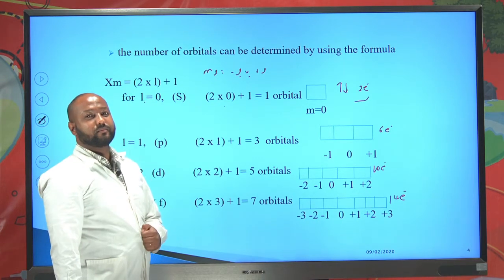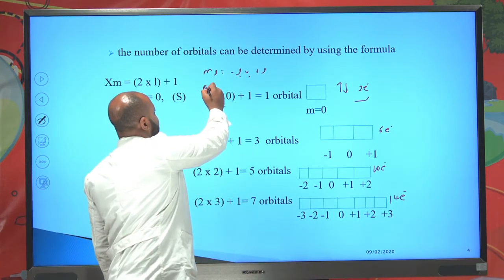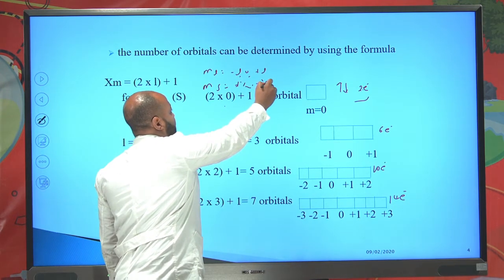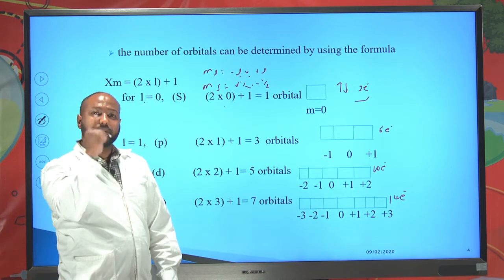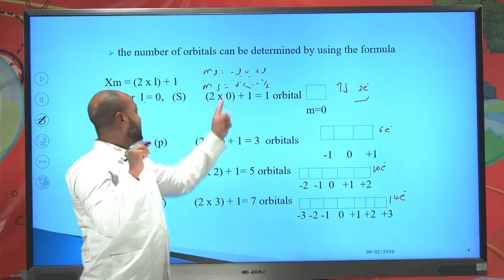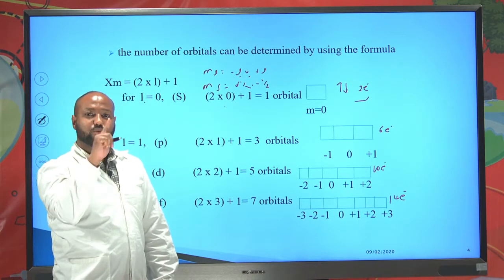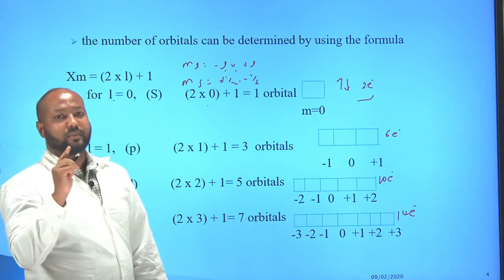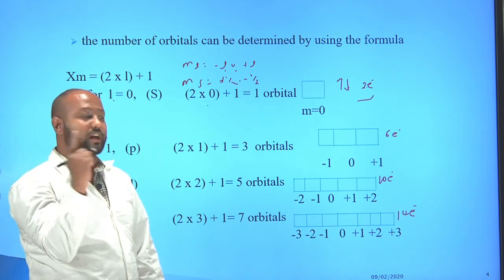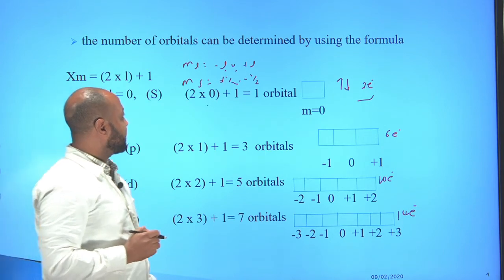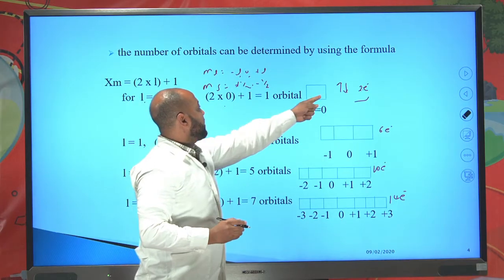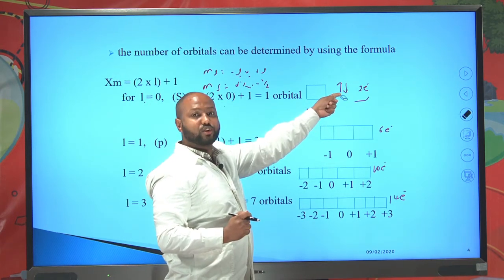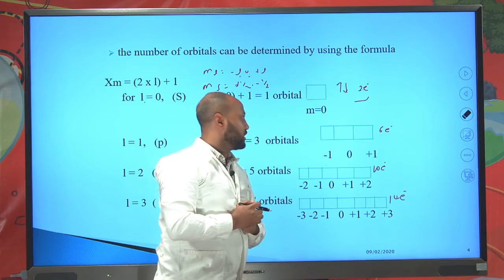The fourth quantum number is ms, which has the value plus 1 over 2 or minus 1 over 2, and tells us the spin of the electron. Plus 1 over 2 is clockwise rotation around the nucleus within its orbital, and minus 1 over 2 is anti-clockwise rotation. Generally, the upward arrow represents clockwise rotation, and the downward arrow represents anti-clockwise rotation.